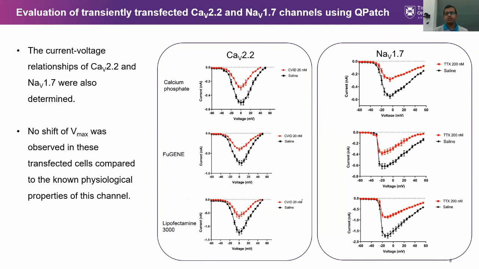The current-voltage relationship of CaV2.2 and NaV1.7 channels were also determined in QPatch. The current-voltage relationship of CaV2.2 showed a partial block of the peak current in the presence of 20 nanomolar CVID, and no shift of Vmax was observed in the transfected cells, consistent with the physiological properties of this channel. Similarly, the current-voltage relationship of NaV1.7 showed a partial block of the current in the presence of 200 nanomolar TTX, and no shift of Vmax was observed in these transfected cells as well.